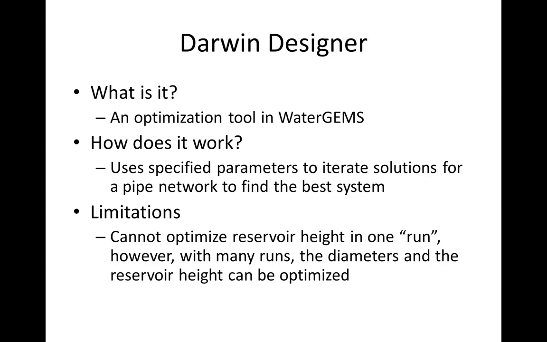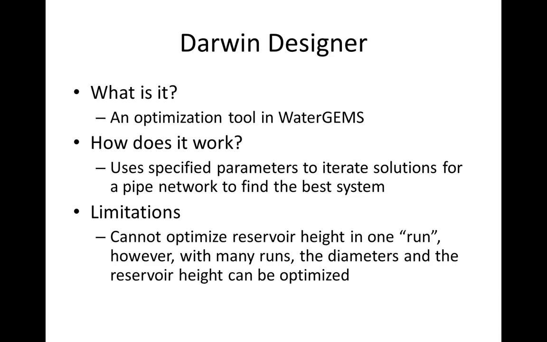Just a brief introduction to Darwin Designer. Basically, it's just an optimization tool that you can use in WaterGEMS that will allow you to optimize a pipe network system for its diameter with respect to cost. You can also input other variables like materials that will affect cost, but in this presentation we're just going to optimize the pipe diameter for the unit cost.